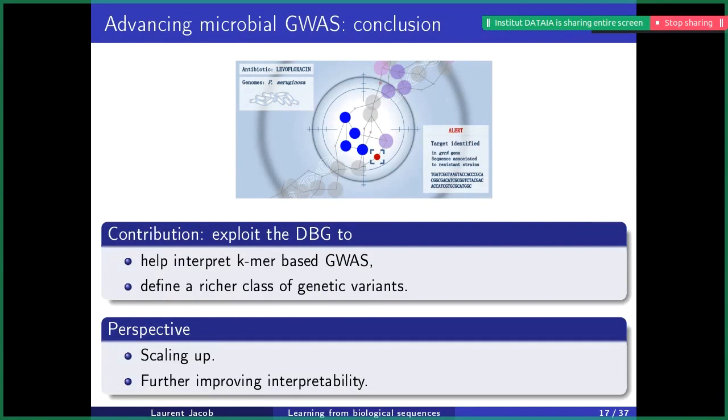Okay, so to conclude on the GWAS part, we've been using the brain graph to help interpret the k-mer-based GWAS and also define a richer class of invariants, including polymorphic genes. The perspectives of that are to try to scale up, make things faster and work on larger genomes, and also further improving interpretability, because maybe if you just look at this graph, it's not that obvious what it means yet.